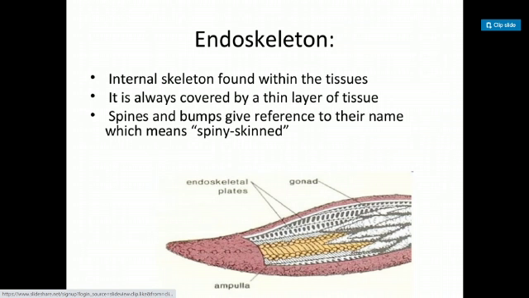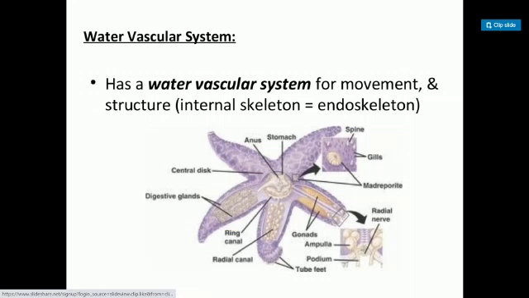Here is another specialized body character of echinoderms, the internal skeleton or endoskeleton. The internal skeleton is found within the tissues. It is always covered with a thin layer of tissue. Spines and bumps give reference to their name, which means spiny skin. Echinoderms have a water-vascular system for movement and structures. These are known as the tube feet. These tube feet are not only for movement but also for feeding and respiration.